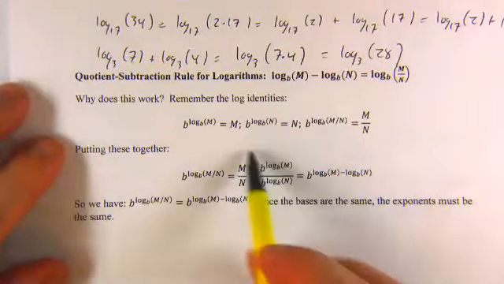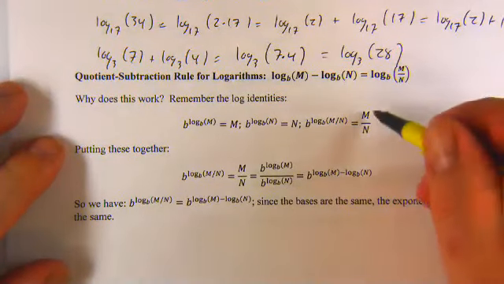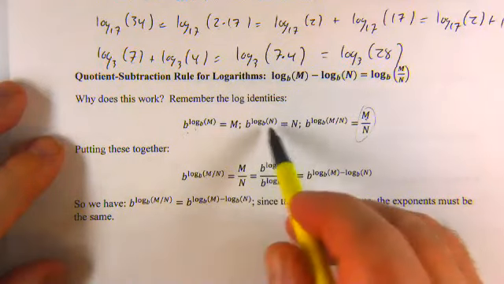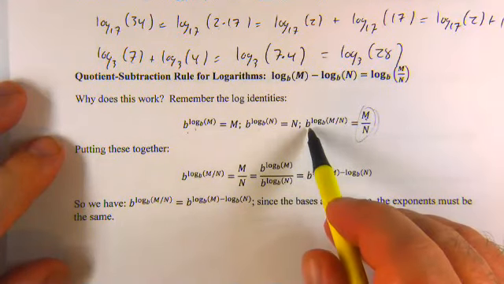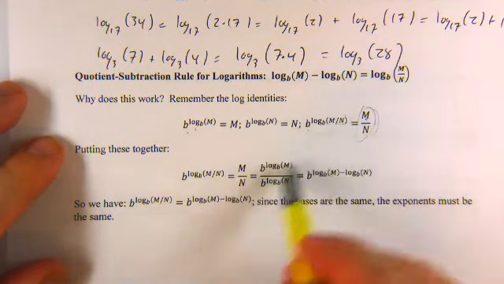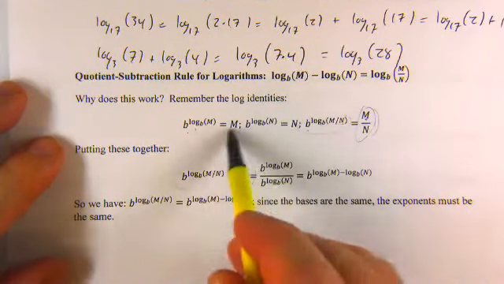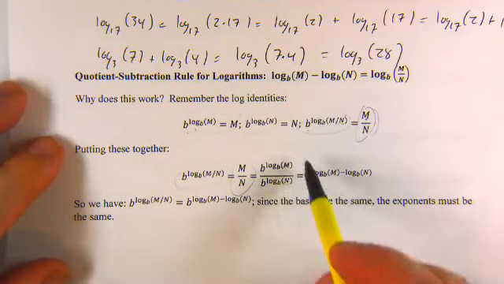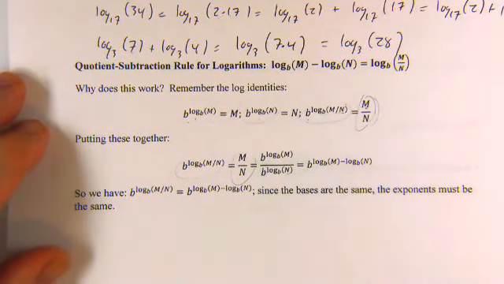Same thing for quotient subtraction rules. Pretty much exactly the same argument. M over n, well, m can be written as something raised to a power. N can be written as something raised to a power. The fraction itself can be written as the base raised to a power. So the base raised to a power is m over n, which is b to the log base b of m over b to the log base b of n, which is that. But when you have the same base and you're dividing, you subtract the powers.